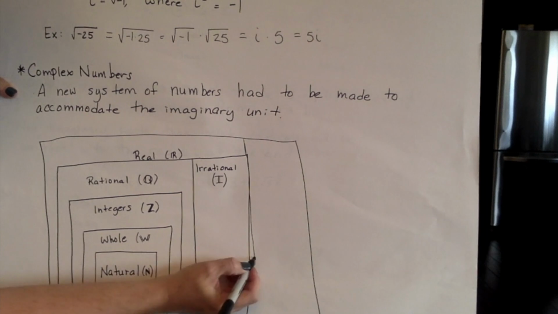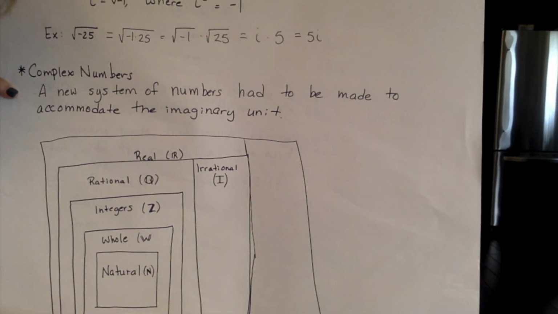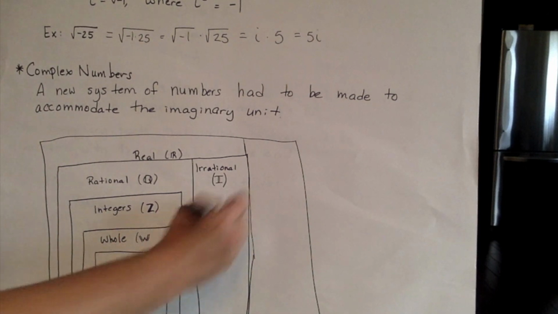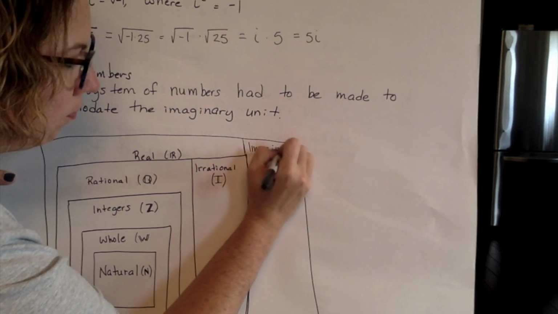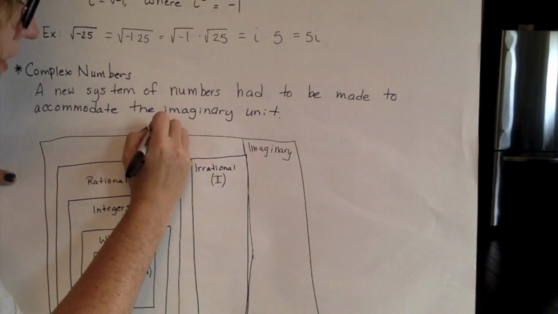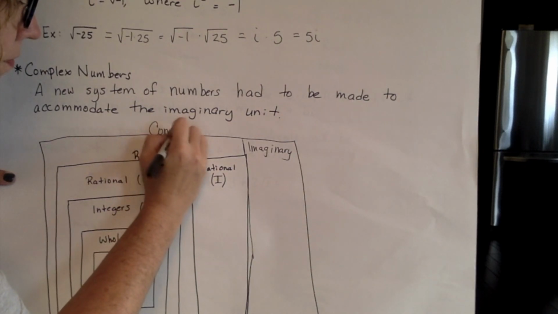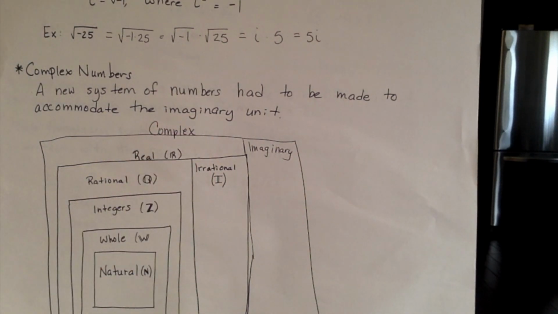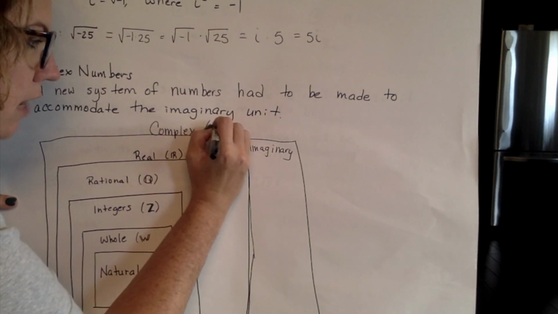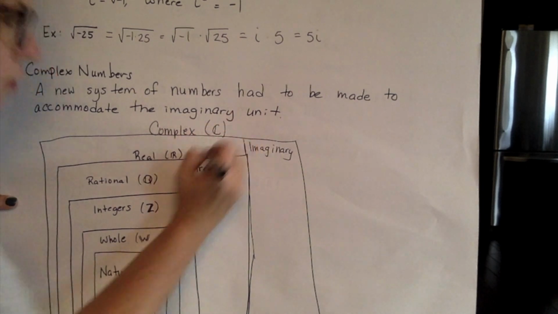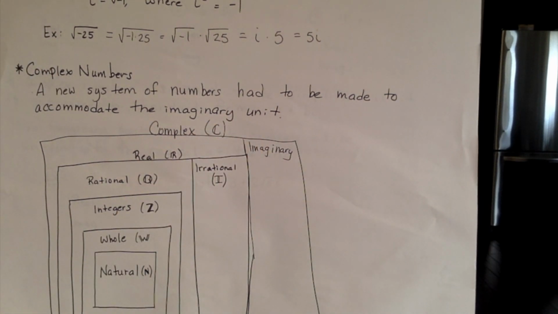And then we have, oh gosh, I can't draw on this paper. Over here, we now have imaginary. And this entire system is called complex numbers. And the symbol that we use to notate complex numbers is C, but it has like the extra little line on the side, on the inside. So that is how we show complex numbers.